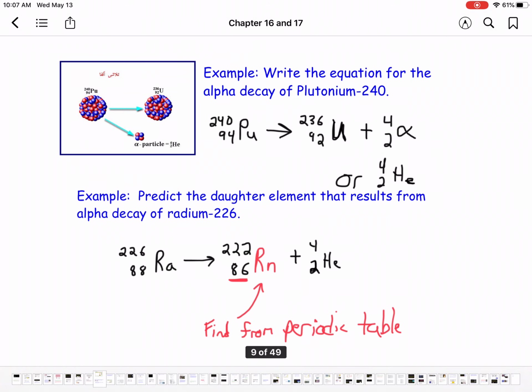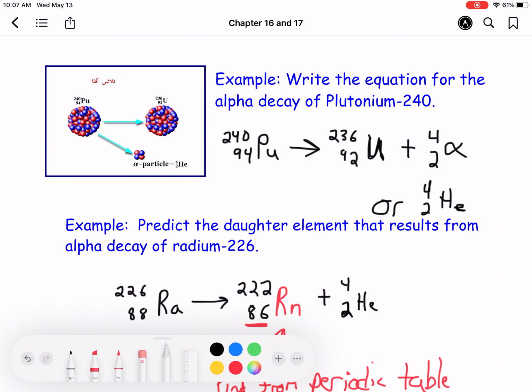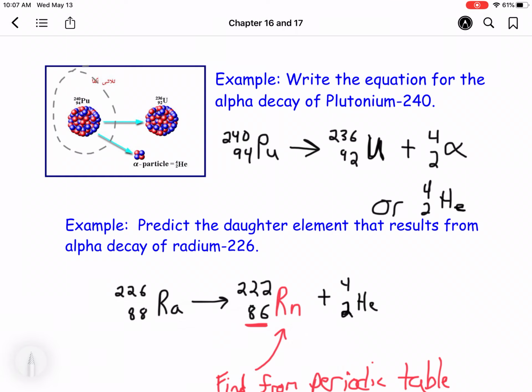All right. So what we're going to have here is plutonium, right? And it's decaying into uranium and an alpha particle. So when we go to write this, we have an example of the equation for alpha decay of plutonium. So we start with plutonium, that's the parent, that's what it originally was. Its daughter is the one.